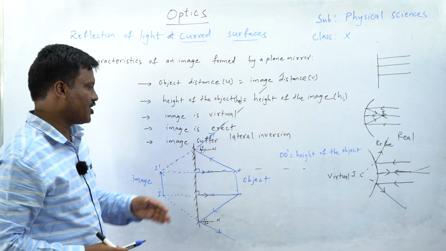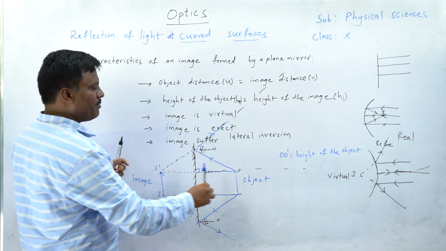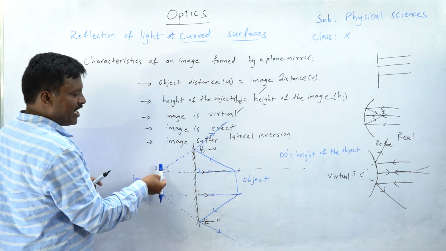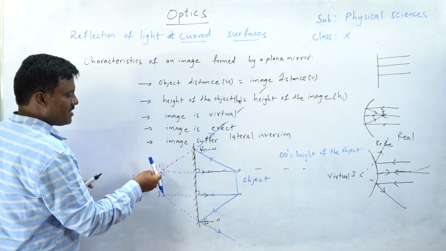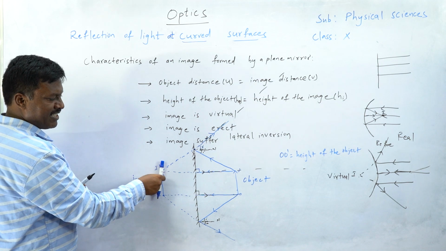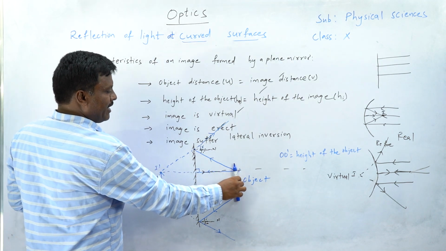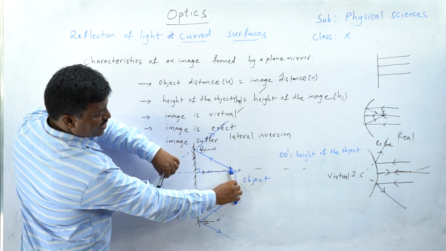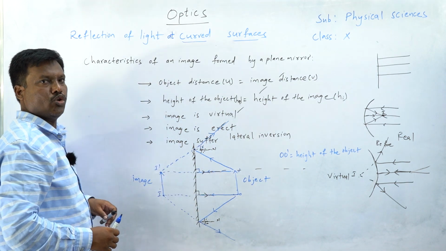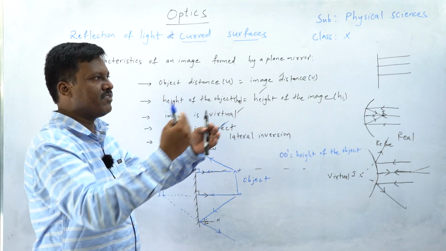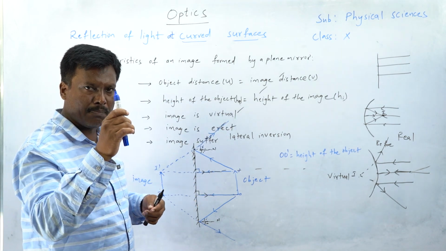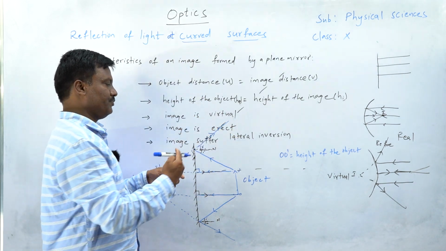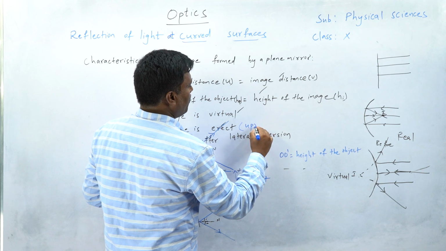Now the image is erect. Erect means, you see, if I keep the marker this way, the image also forms this way. If I keep the marker this way, the image cannot form this way. This is called inverted. This is called upright. If I keep the marker this way, the image also forms this way. The image doesn't form in the opposite direction. This is called an inverted image. But can we see the inverted image? No. When we stand in front of the dressing table, what kind of image do we see? Upright image. So the image formed by the plane mirror is erect. It is also called upright.